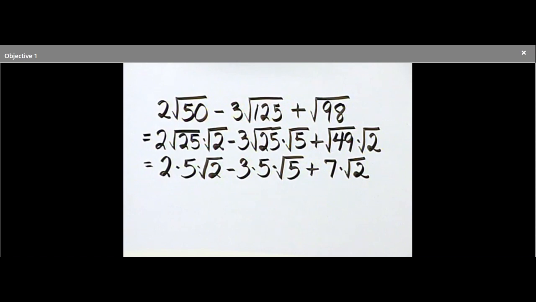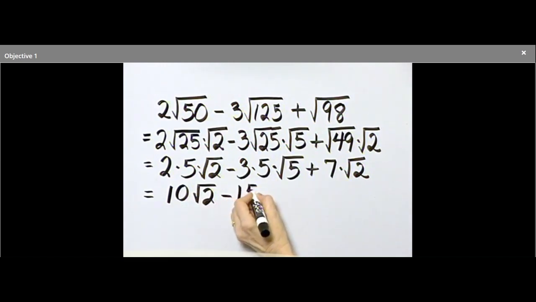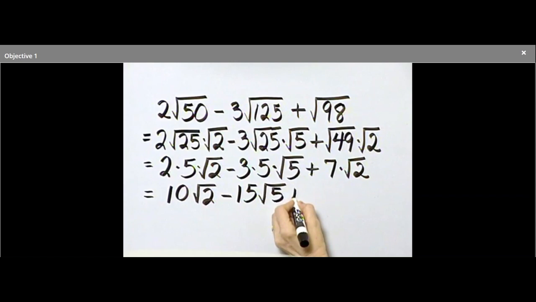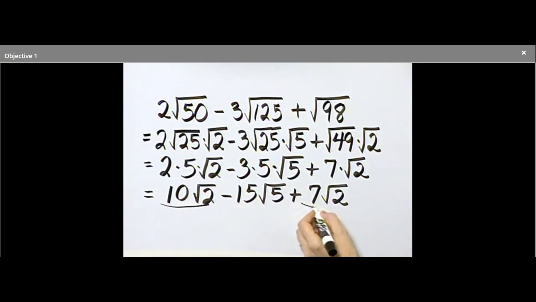Let's continue simplifying each term now. That equals 2 times 5 is 10, so I have 10 square root of 2, minus 3 times 5 is 15 square root of 5, plus 7 square root of 2. Now look at each simplified term and see if we have any like radicals. The answer is yes. These are like terms because we have like radicals: same index, an index of 2, an index of 2, a radicand of 2, a radicand of 2. So we can combine these two terms.